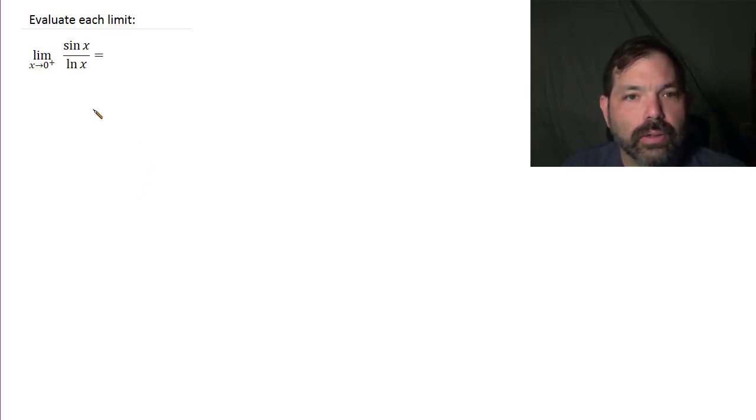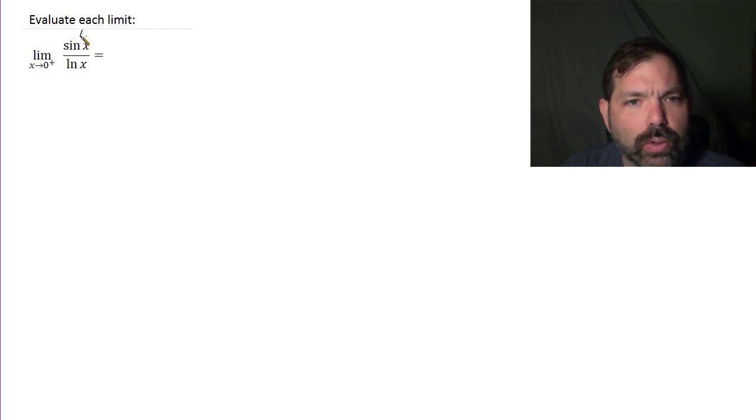This would be another good time to pause and try this one out on your own. Find the limit as x approaches 0 from the right of sine x over natural log x. All right, as x approaches 0 from the right, the sine x goes to 0, right? The sine of x would go to 0.